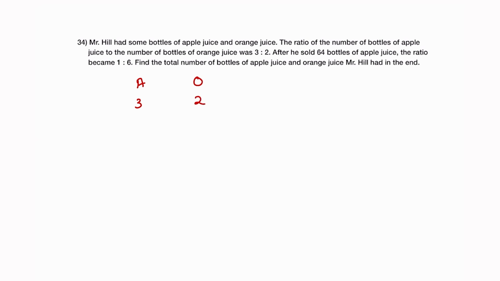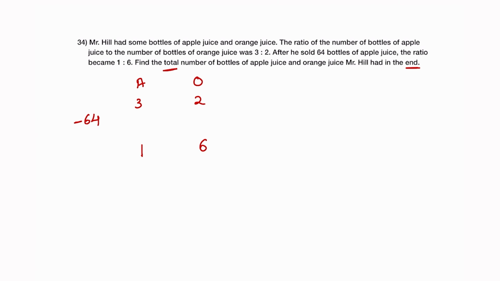After he sold 64 bottles of apple juice. So what's happening here? Minus 64, right? The apple ones are being sold. The ratio became 1:6. Find the total number of bottles of apple juice and orange juice Mr. Hill had in the end. So it's total and in the end, not at the beginning.